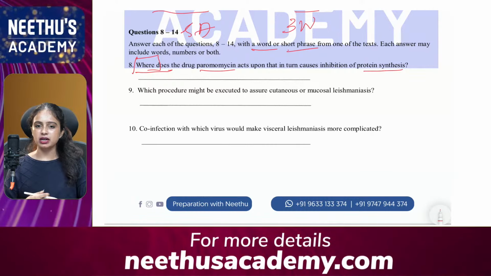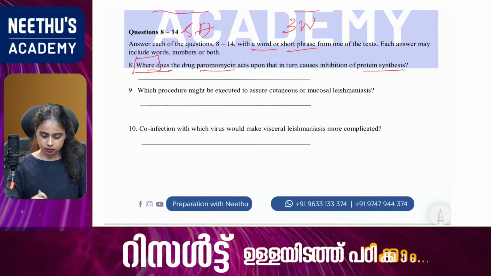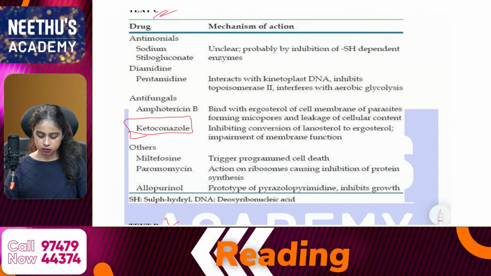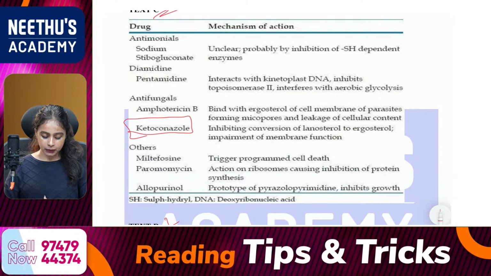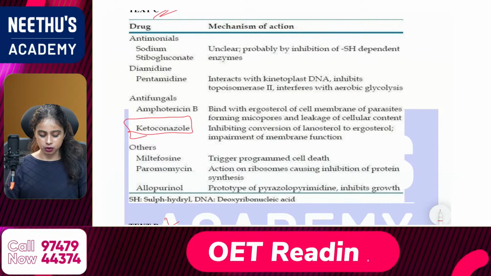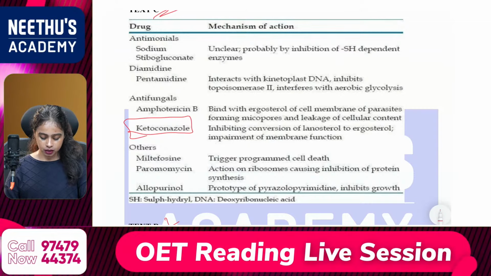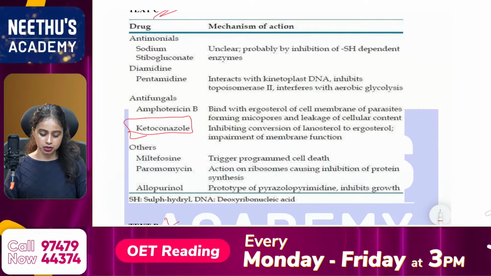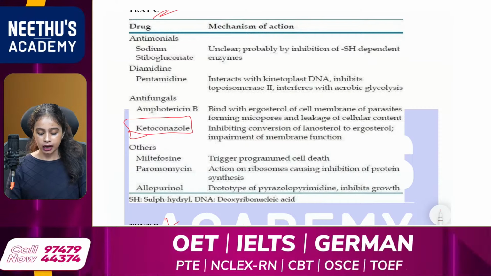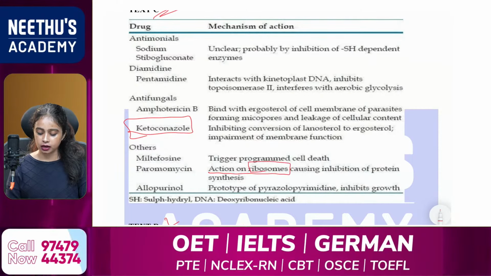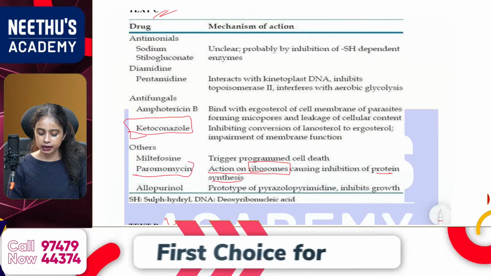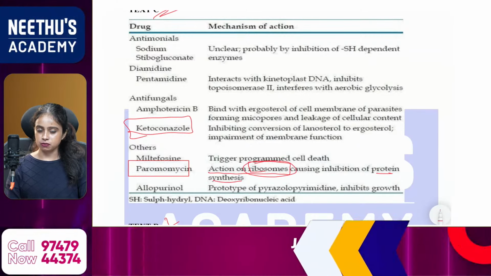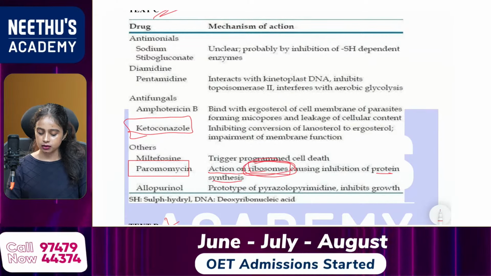Okay, Abhi, what is your answer? Where does? So where is it mentioned? Any idea? Okay, ribosomes. See the second one, yes, ribosomes. Okay, Shruti, Binsi, Jansi, yes, Tessie. The answer is action on ribosomes causing inhibition of protein synthesis, and the medication is mentioned here on the left side. So the answer should be ribosomes. Okay, so that is the answer.